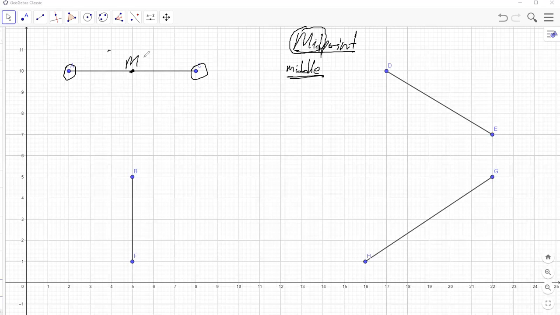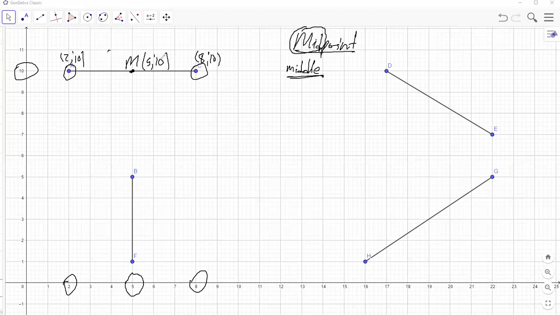And what are the coordinates of this point? If you look here, here's my x-axis, that's 5, and on my y-axis it's 10. What are the coordinates of A? If you look with me here, at A the x value is 2, and the y value is 10. With C, the x value is 8, and the y value is 10, right? So we're going to notice something here. Check this.